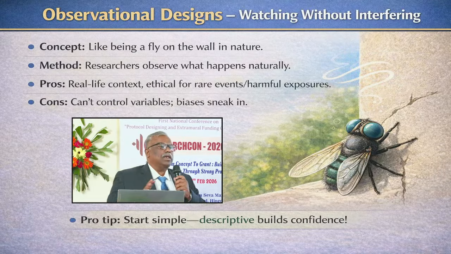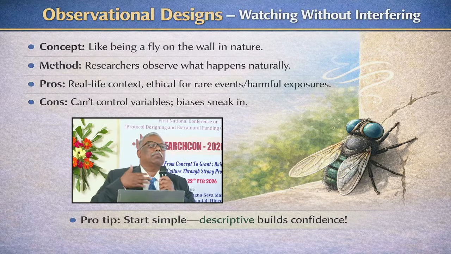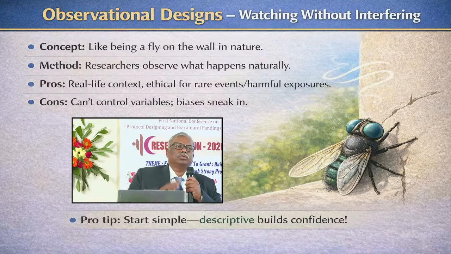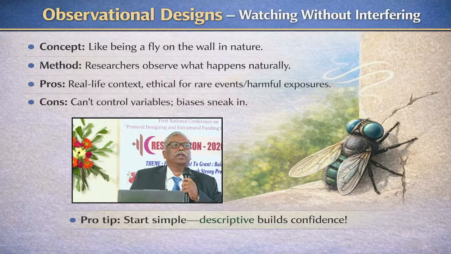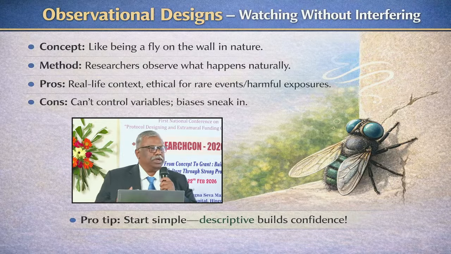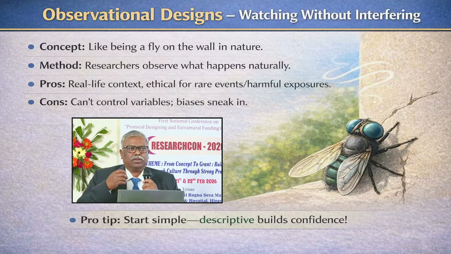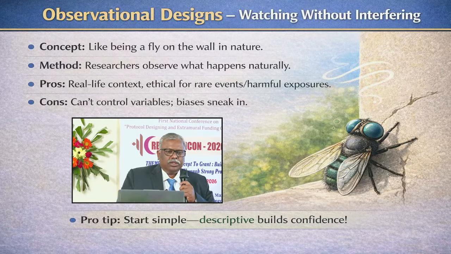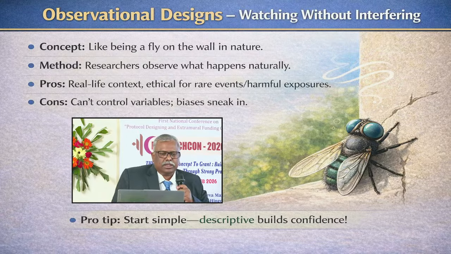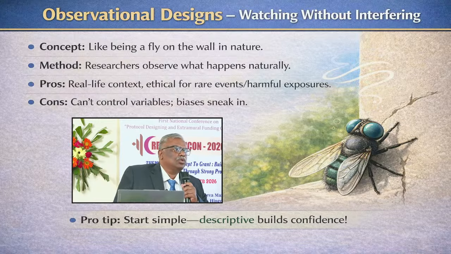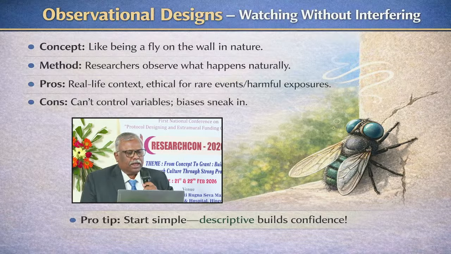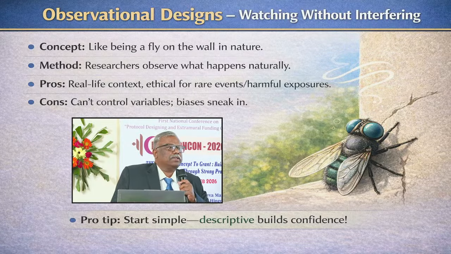So likewise, in the community also, there are multiple problems. We are taking a survey. In the OPD also, we are observing the patients and noting it down. What are the problems of the patients who are coming to the OPD? So it is a real life context, useful where there are ethical issues, such as rare diseases. But then we can't control the variables and biases mix in.